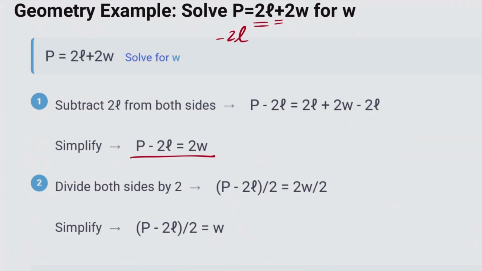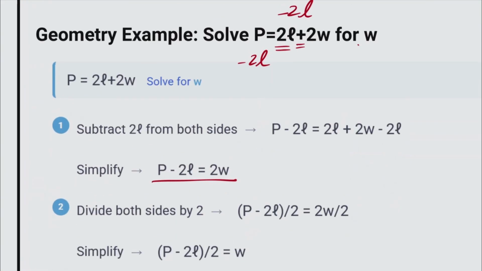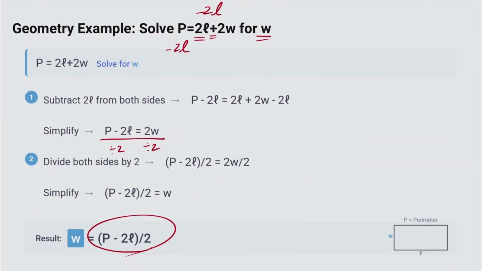Am I done? No. Why? Because the question specifically asked to solve it for W. It didn't ask to solve it for 2W. So this coefficient should also be removed. How can I get rid of that? Again, inverse operation. I have to make sure the whole thing, which is P minus 2L, is divided by 2. It means that P is going to be divided by 2, and negative 2L is going to be divided by 2. And at the end, I do have this one as my result.